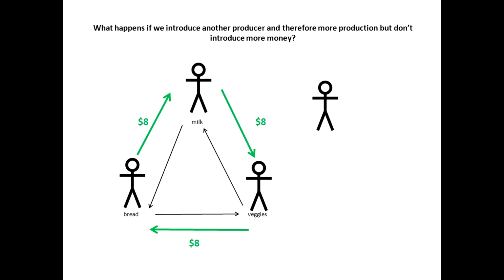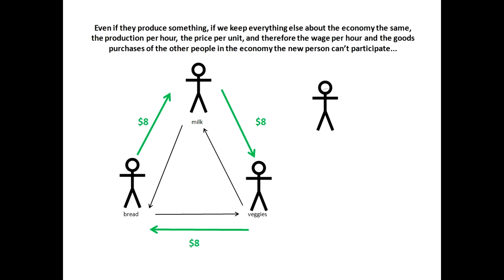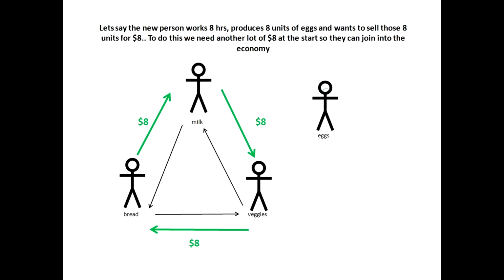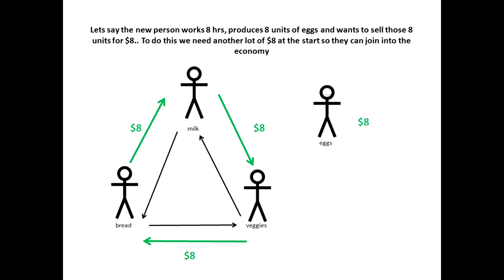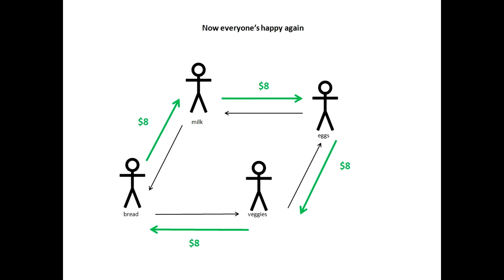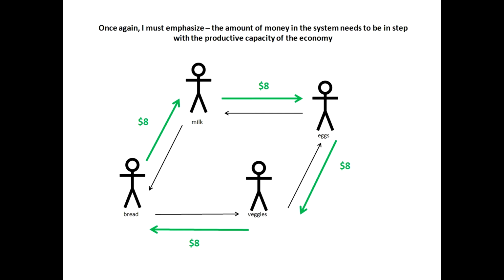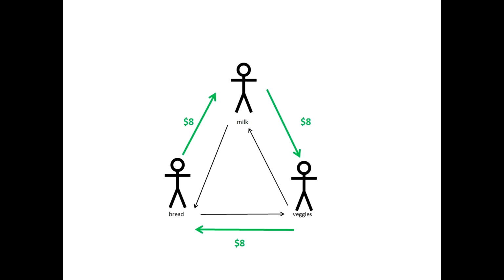Similarly, we're going to look at another growth scenario. We have an extra producer this time, and if we don't provide the extra money in the economy, they're essentially going to be excluded from participating. So in order to allow our little egg producing man to participate, we're going to put another $8 into the economy, and he's going to join in the party, and there's now 4 of them. The goods are circulating all around, money circulating counter current. There's $32 in the economy, and there's 32 units of production moving around. I'm just going to emphasize once again that there is a relationship between the productive capacity of the economy and the amount of money that needs to be circulating in it.